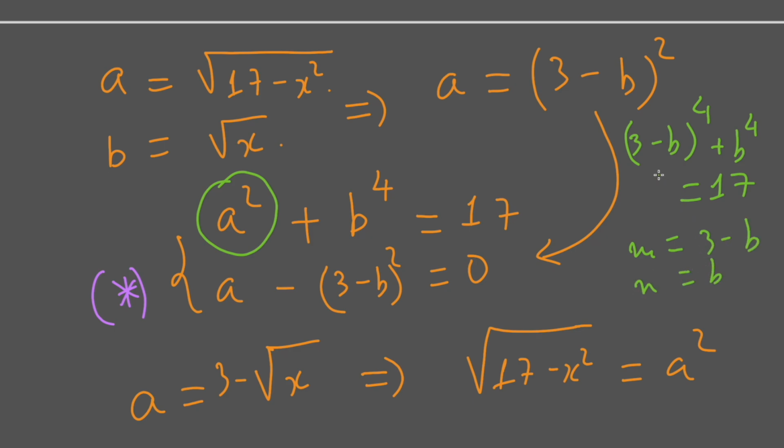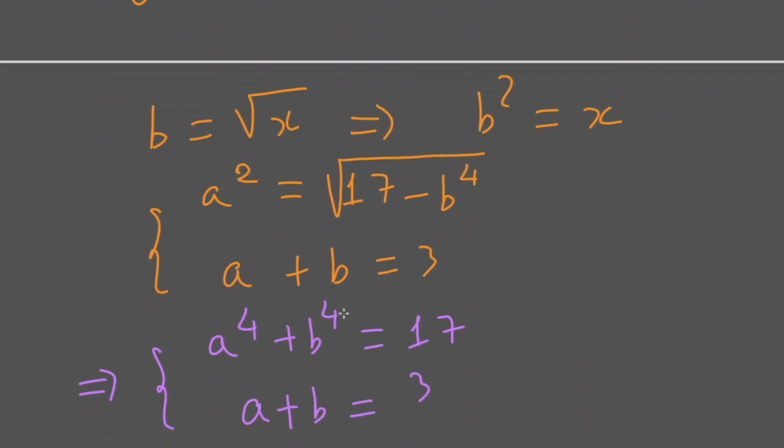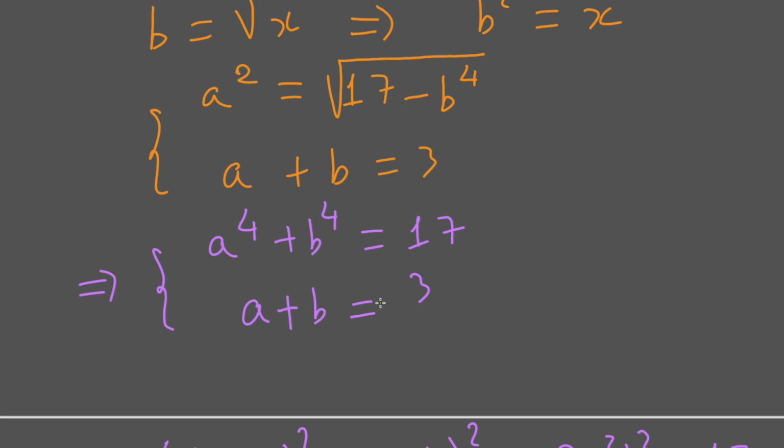Then m power of 4 plus n power of 4 equal to 17, and m plus n equal to 3. So you can solve this equation, but it is a little bit of nesting substitution. It's more complex than the way I put the substitution below. So that's why I go with this system of equations.